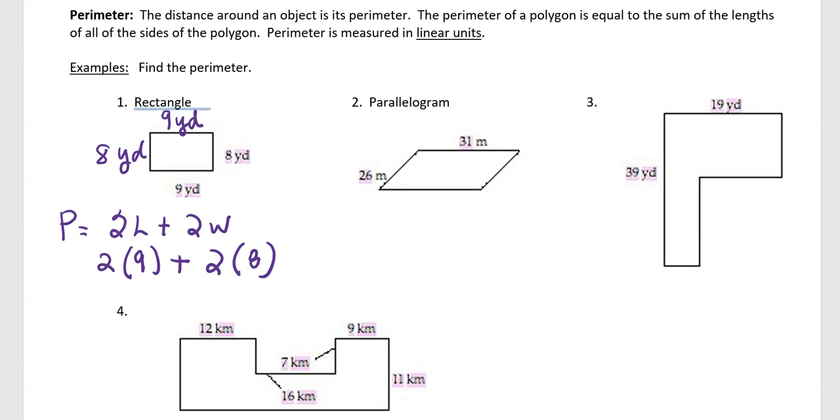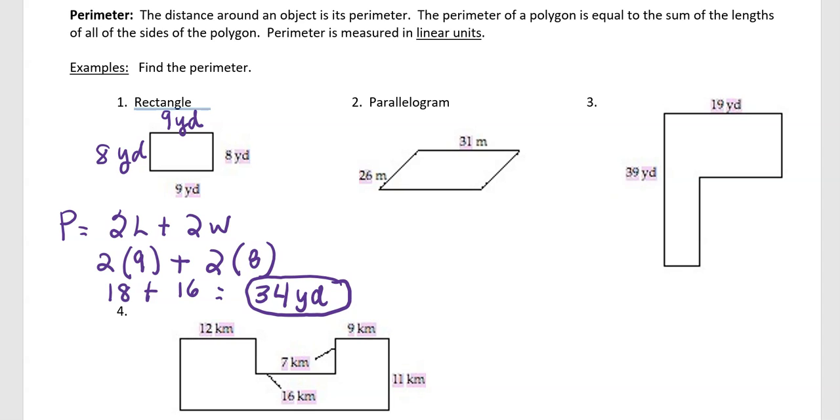So I could multiply 2 times 9, that would give me 18. Multiply 2 times 8, that will give me 16. And then when I take the sum of those 2 answers, I get 34, and I would definitely want to include my unit there as 34 yards. You would get the same answer of 34 yards if you just added 9 plus 8 plus 9 plus 8. But you do have to recognize that the figure does have 4 sides, so there are 4 total sides that need to be added together.